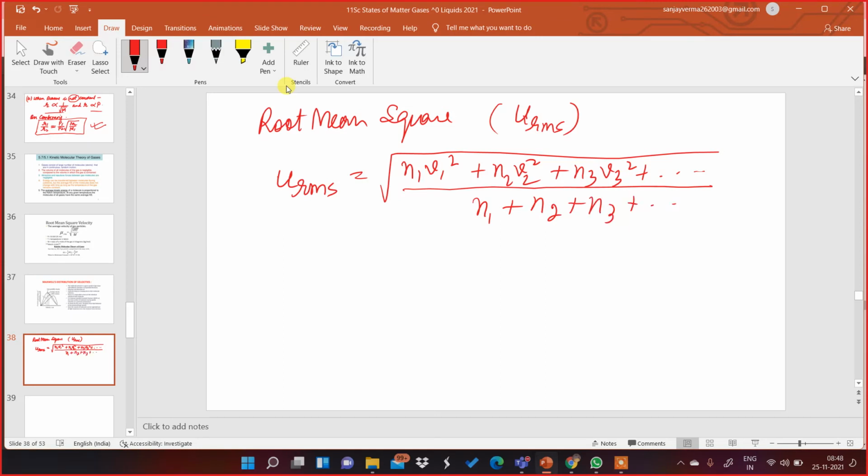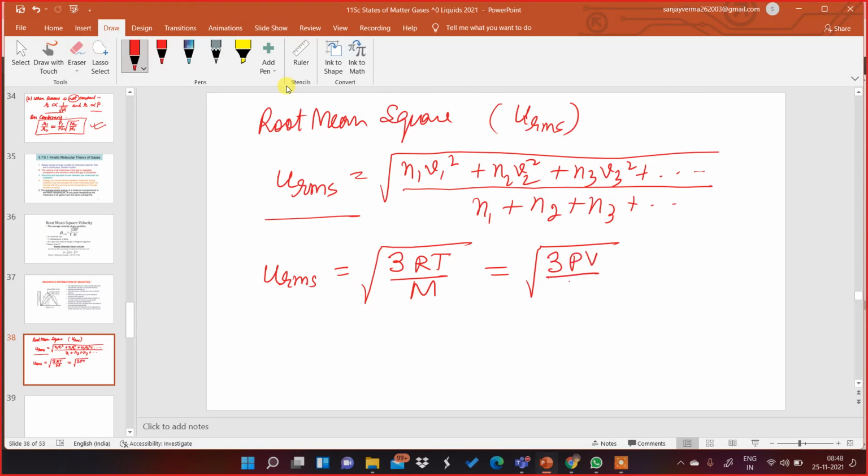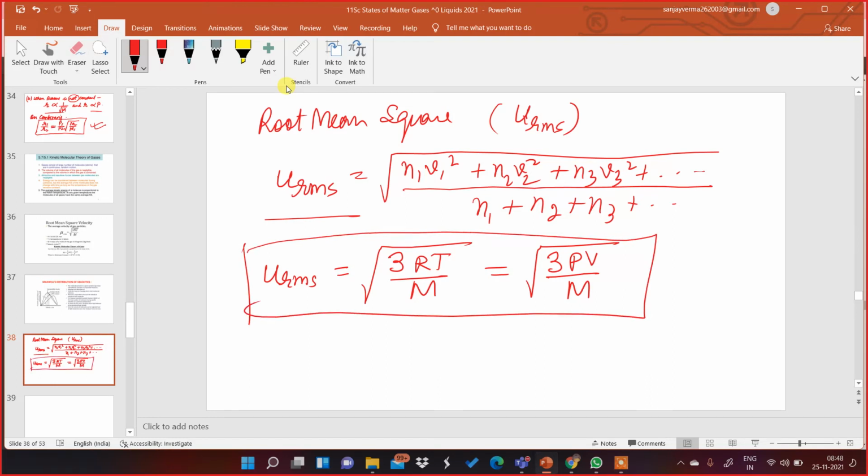Now there is a summarized formula for the root mean square. It is given as a short formula: root mean square is equal to root under thrice RT by capital M, or if you write in terms of pressure and volume, root under thrice PV by M. So this is one formula which you'll have to remember. This R is a gas constant. This M is the molecular mass. P is the pressure. V is the volume. So I think the idea of root mean square is clear to all of you.